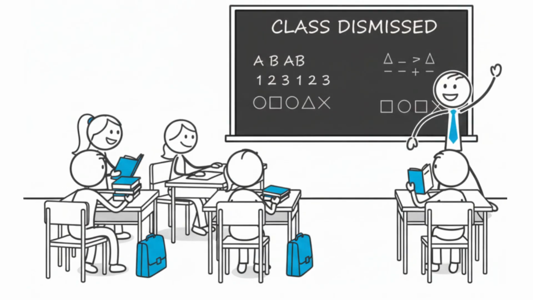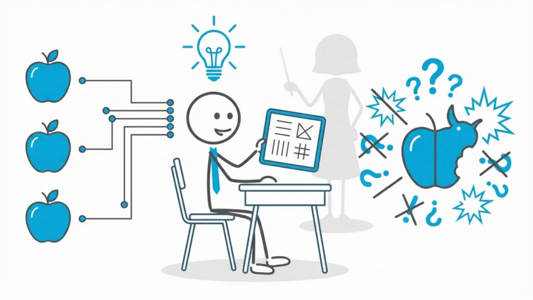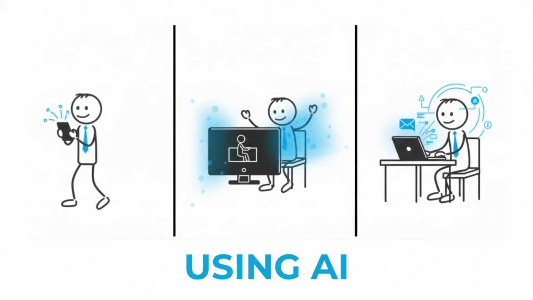Class dismissed. But before you go, remember, AI isn't magic. It's a student in a classroom, learning from examples, finding patterns, and occasionally getting things wrong when it sees something new. In the next video, we'll look at all the ways you're already using AI in your daily life without even realizing it. Spoiler, it's way more than you think.